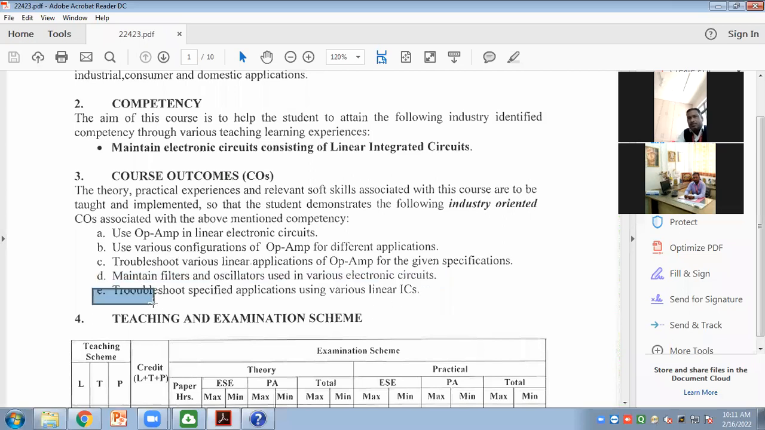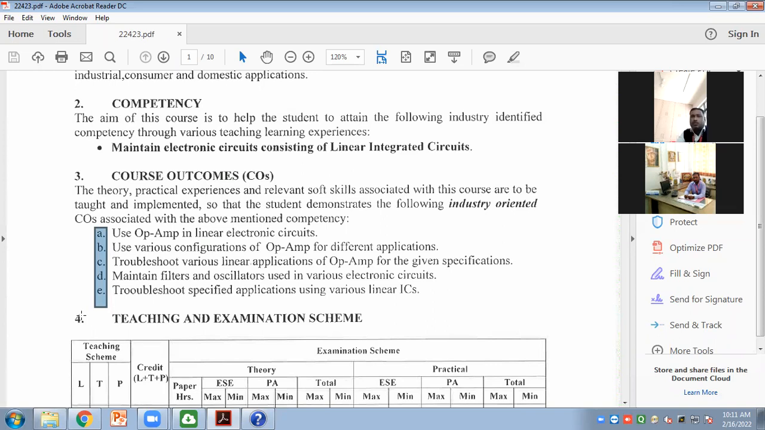The last chapter, the fifth chapter, includes troubleshooting specified applications using various linear ICs. We are going to troubleshoot the different specified applications, whatever parts of the syllabus are learned in the fourth chapter, in the last chapter. These are the different course outcomes covered under our 5 chapters, A, B, C, D, E.